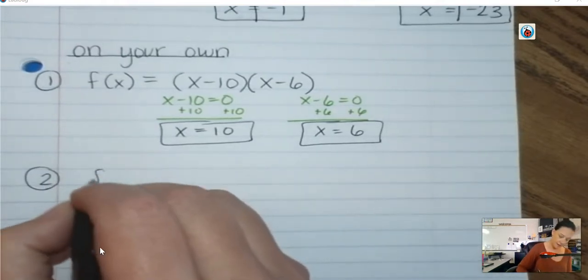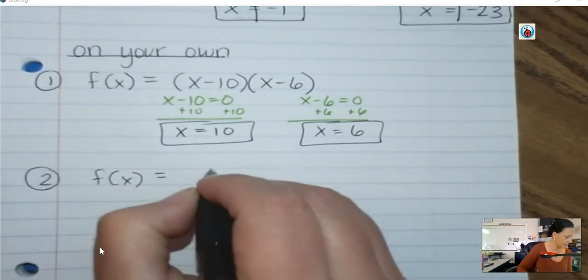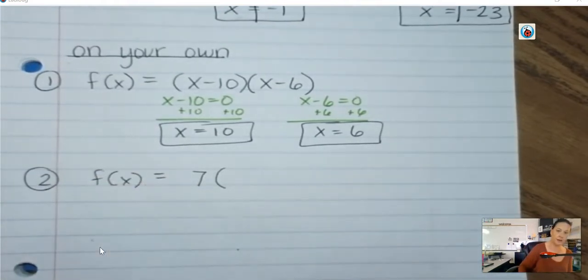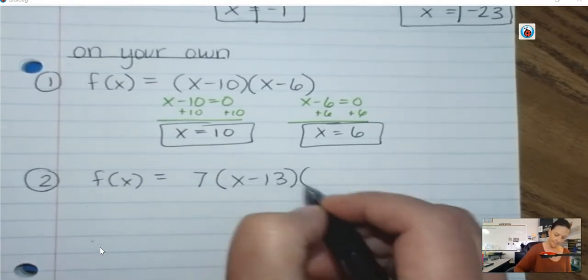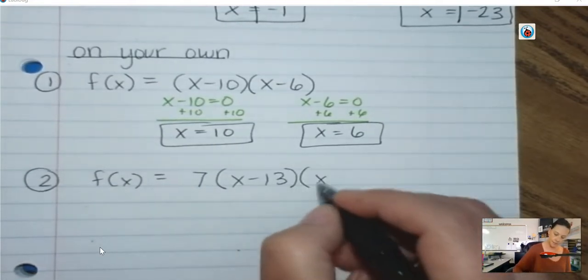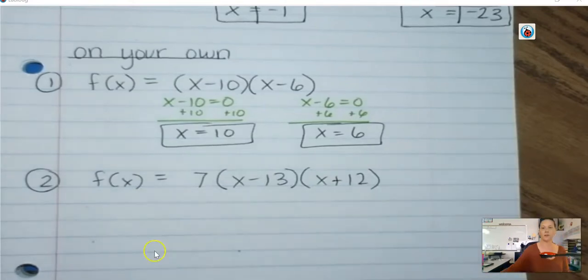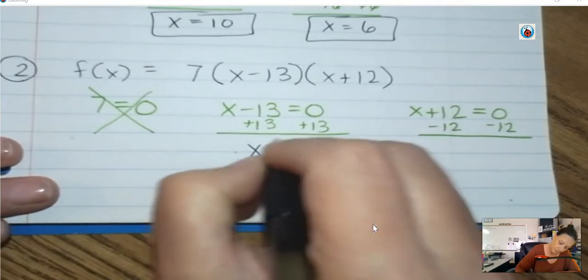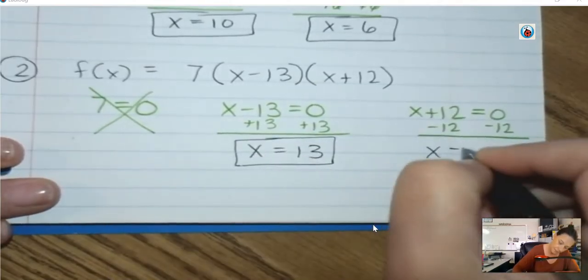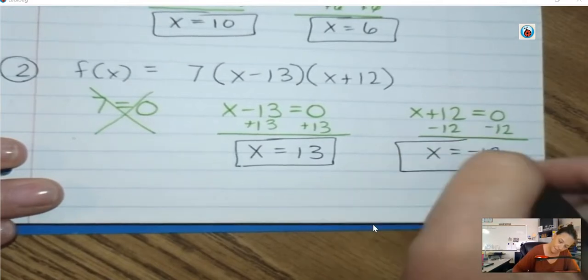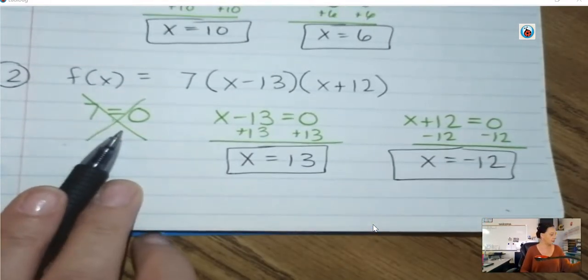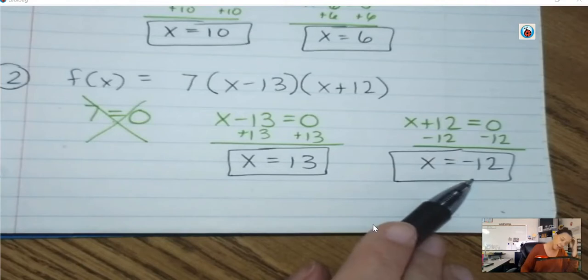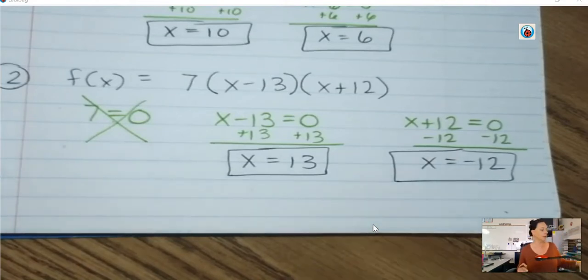F of x equals 7 times x minus 13 times x plus 12. Okay, 7 does not equal 0, so just cross that one off. That doesn't make sense. The answers are x is 13 and x is -12. Questions on those ones? Easy.